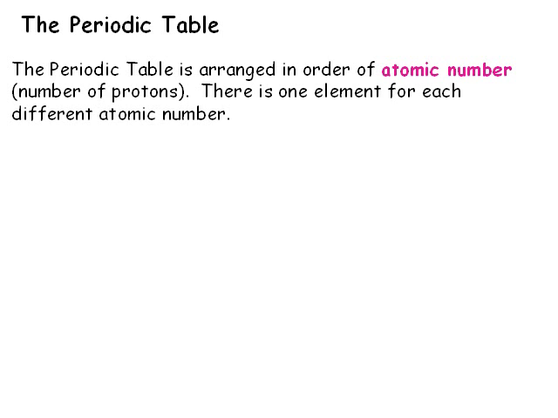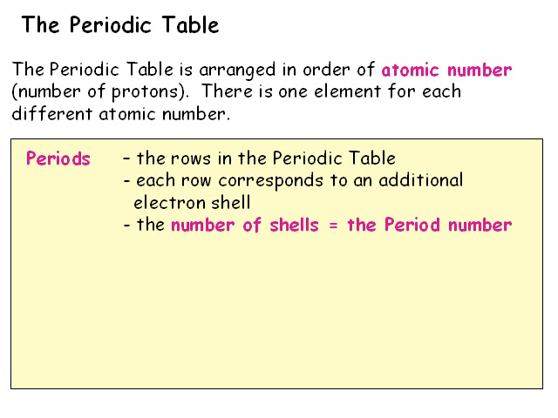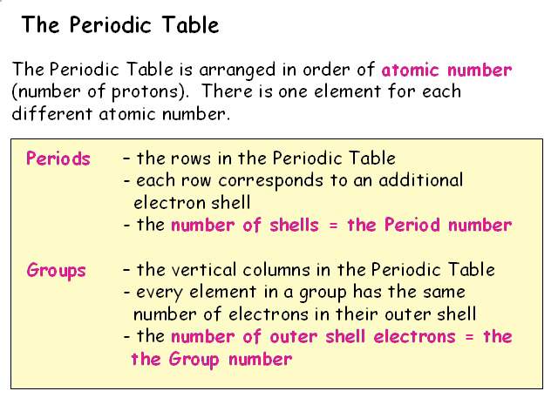Hopefully you noticed that all the elements in a period have the same number of shells in total. For example, everything in period 3, sodium, magnesium, aluminium, etc., has 3 shells. You may also have noticed that every element in a group has the same number of electrons in its outermost shell. You may have noticed that the number of outer shell electrons is the same as the group number. All the elements in group 1, hydrogen, lithium, sodium, potassium, have 1 electron in their outer shell.